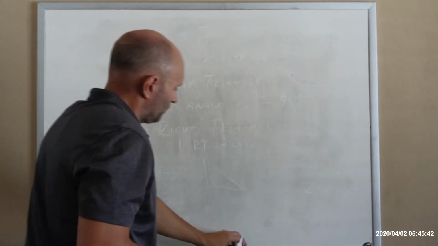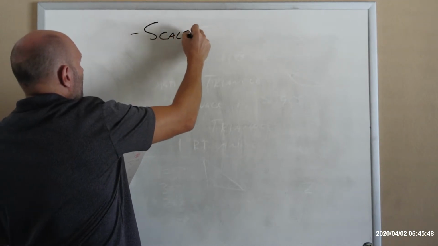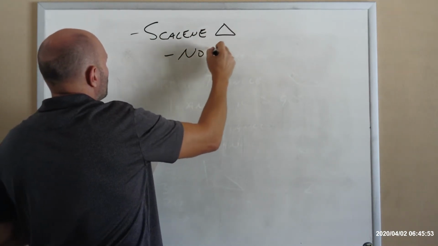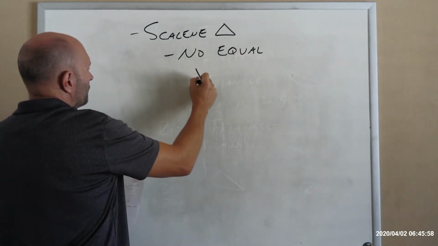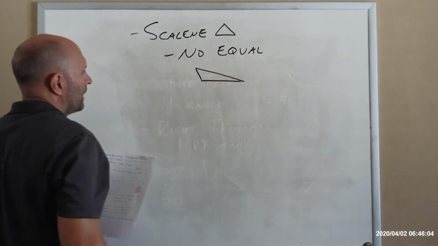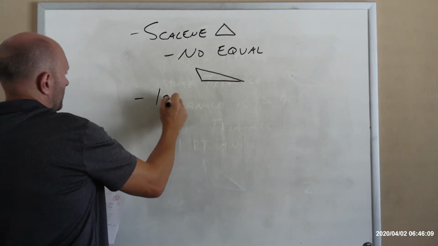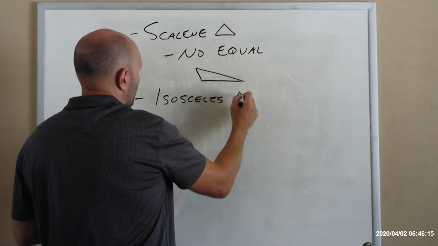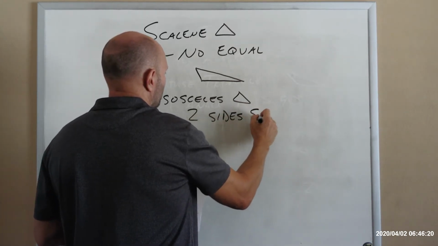If we're talking about the features regarding the sides, I can have the following. I can have a scalene triangle, and this is when no sides are equal. So maybe I have a little side here, maybe a little longer side there, and then a really long line going there. None of the three sides are equal to each other. If I have what's called an isosceles triangle, this is two sides are the same length.